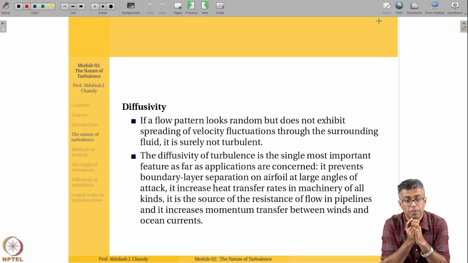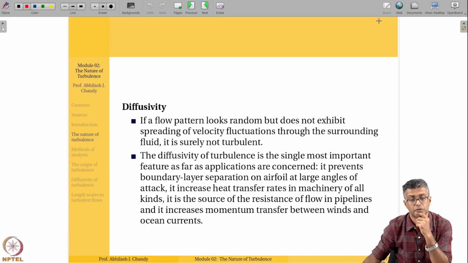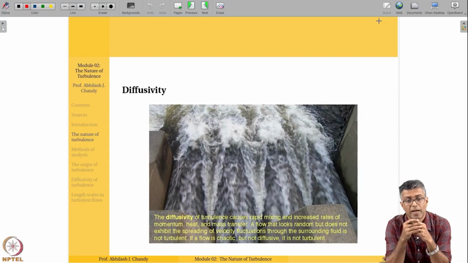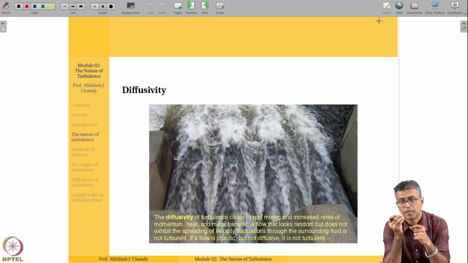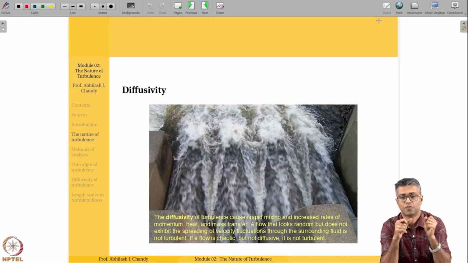The next and probably the most important attribute of turbulence is diffusivity. So diffusivity is a very important attribute of turbulence. I show this through this figurative illustration where I have these jets of water that are emanating. And we have talked about this briefly at least. Diffusivity is the enhanced mixing feature of turbulence. It causes rapid mixing and increased rates of momentum transfer, heat transfer, and mass transfer.